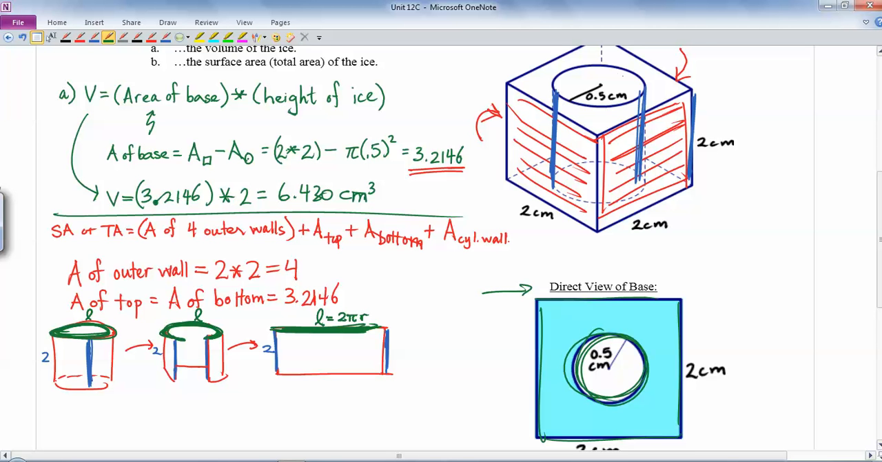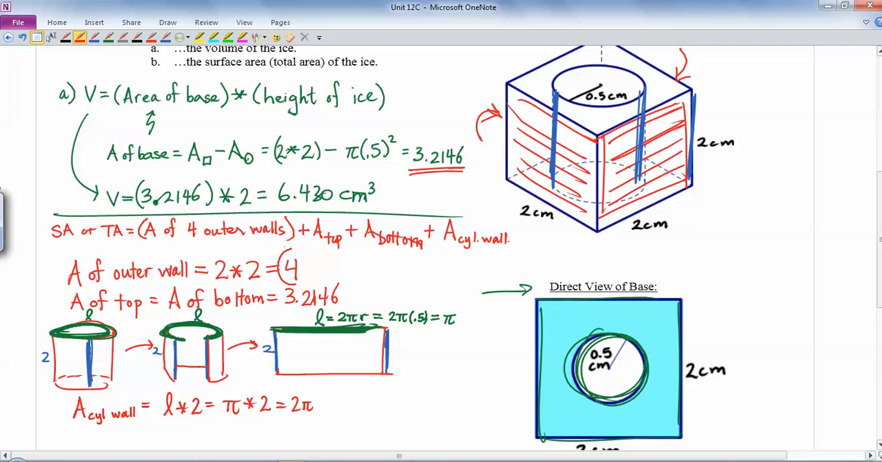So let's see, the radius is 0.5, so L is going to be 2 pi times 0.5, which is actually pi. So then the area of this thing is going to be 2 times pi. So let me write that out. The area of the cylinder wall is going to be the length times 2, which is pi times 2. So I'll just write it as 2 pi.